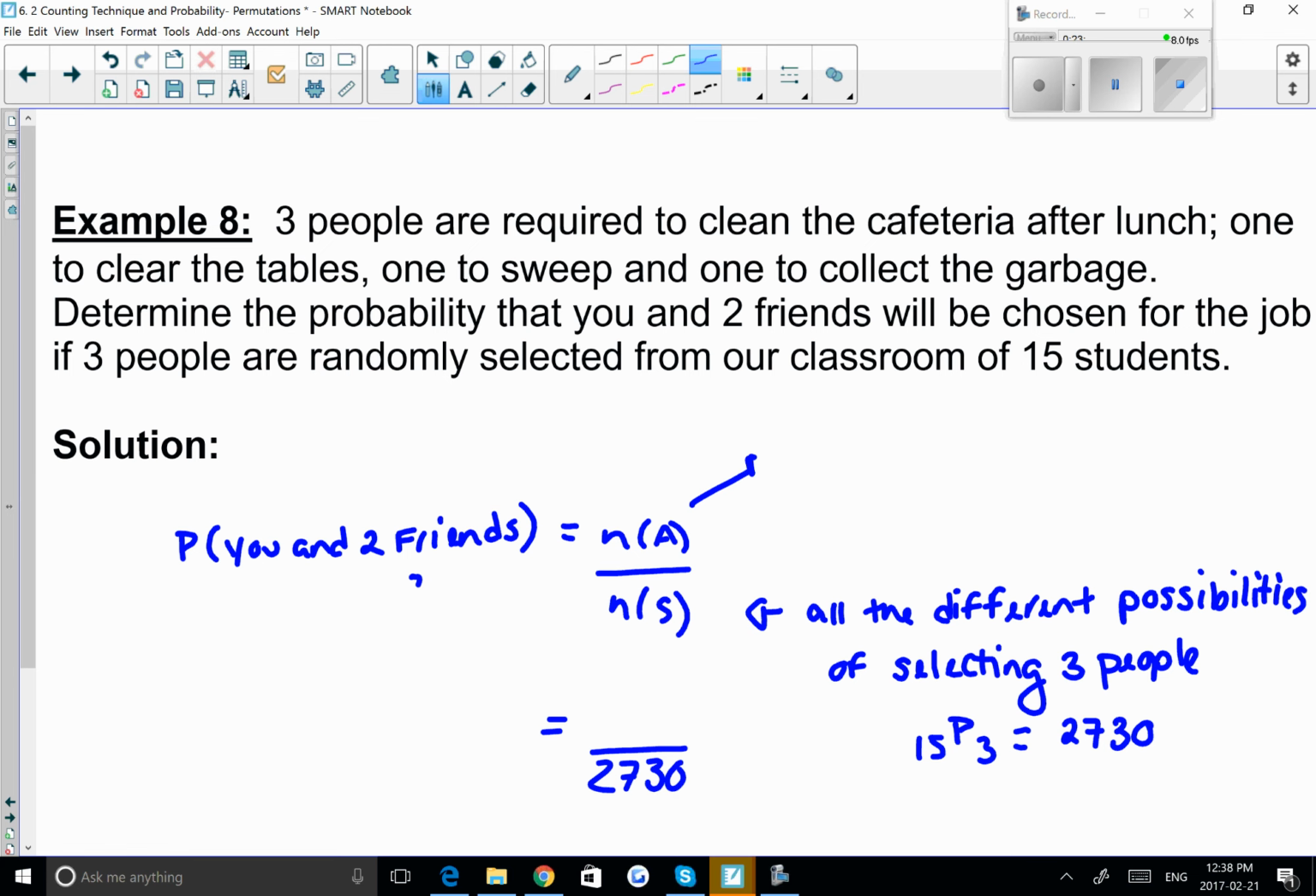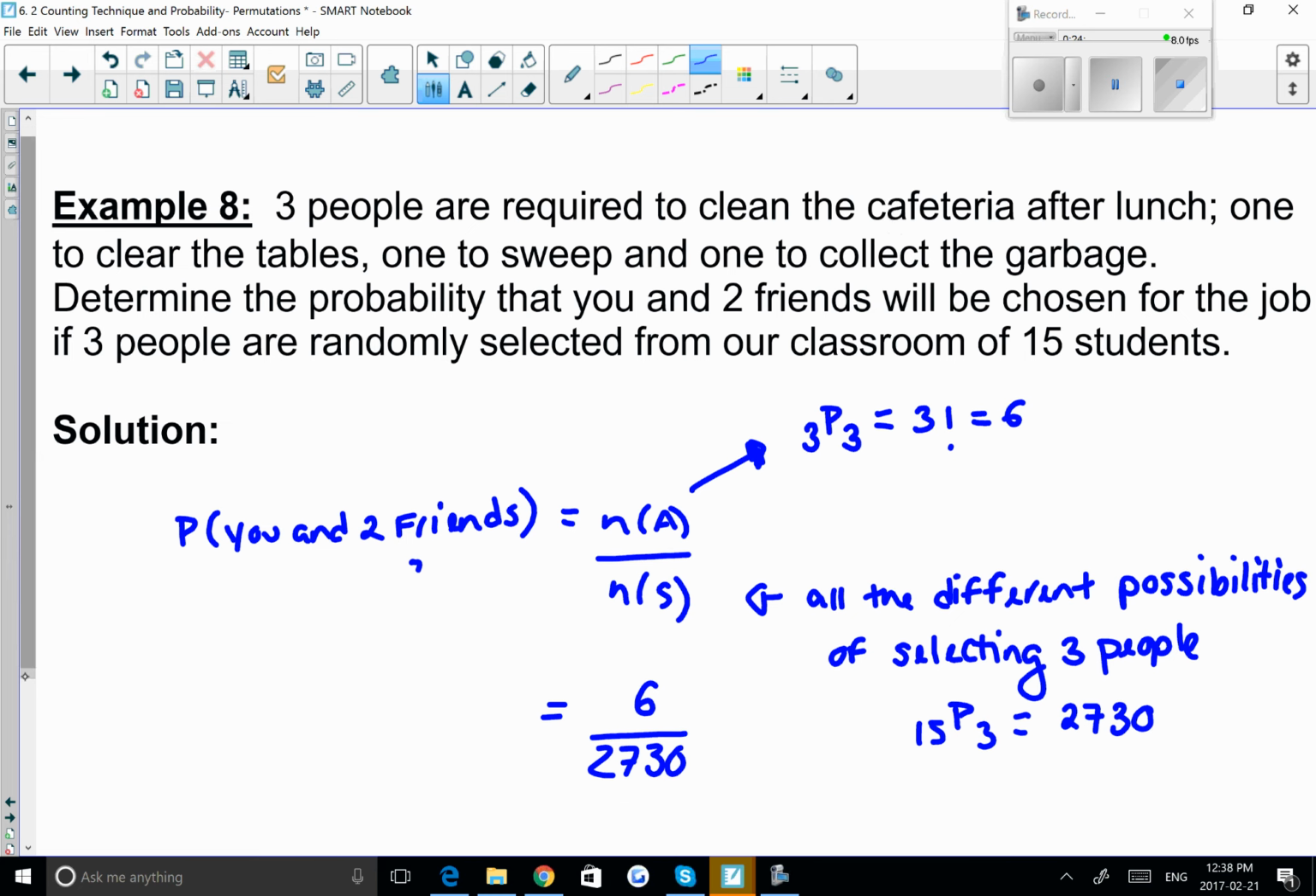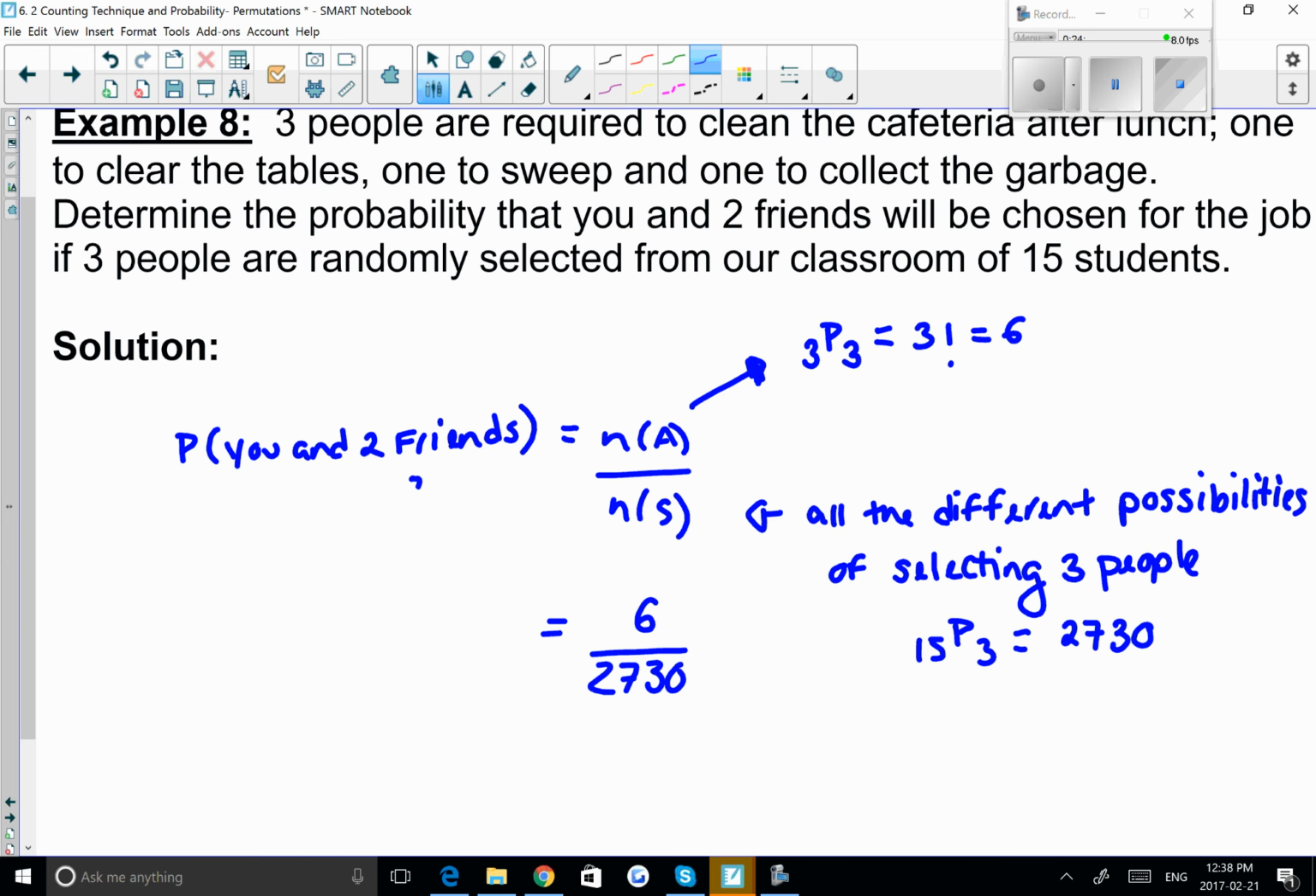And this is all the possibilities in which the orders that you and your 2 friends can be chosen, which is 3P3, because you can be selected first, second, or third. What matters is that the 3 of you are going. This can also be written as 3 factorial, which is 6. And you reduce that, or you turn it into decimal, so it's 0.2%.